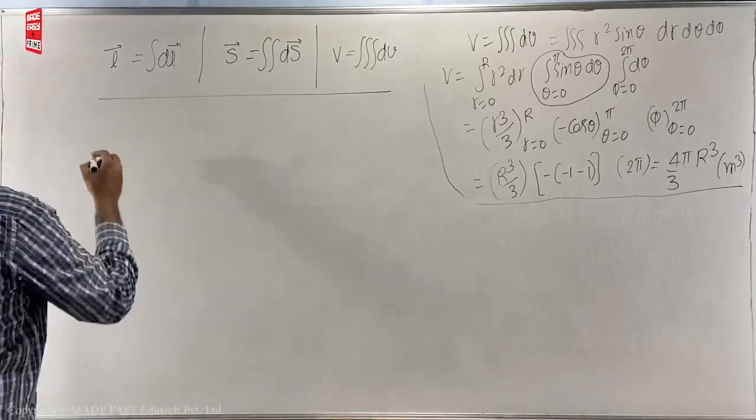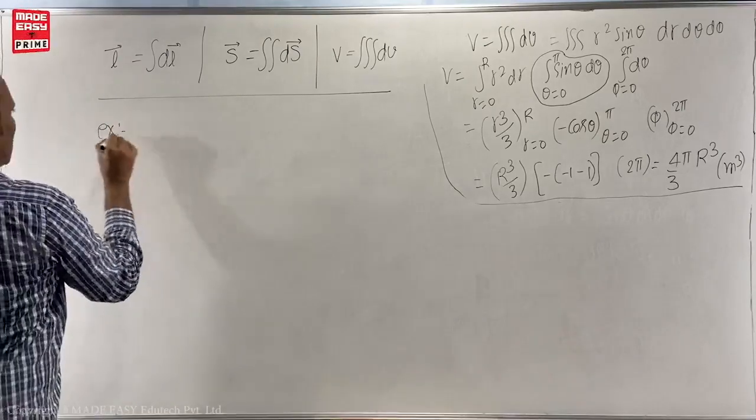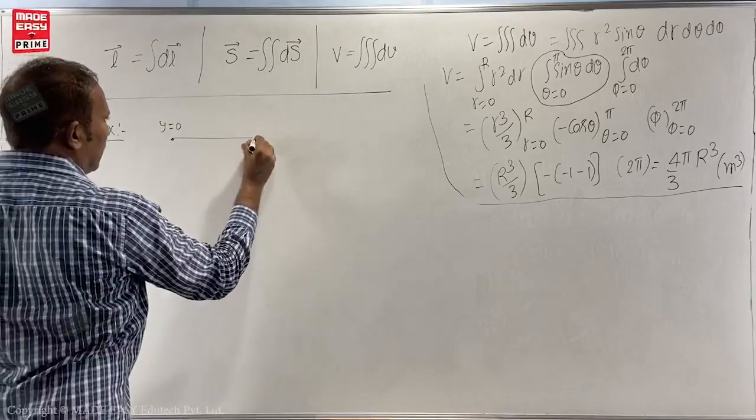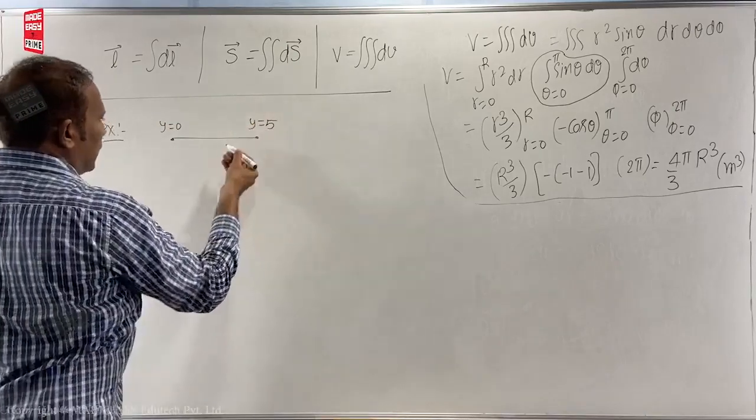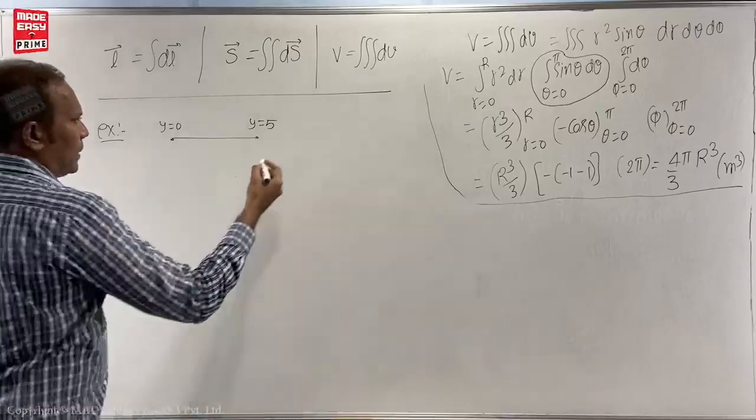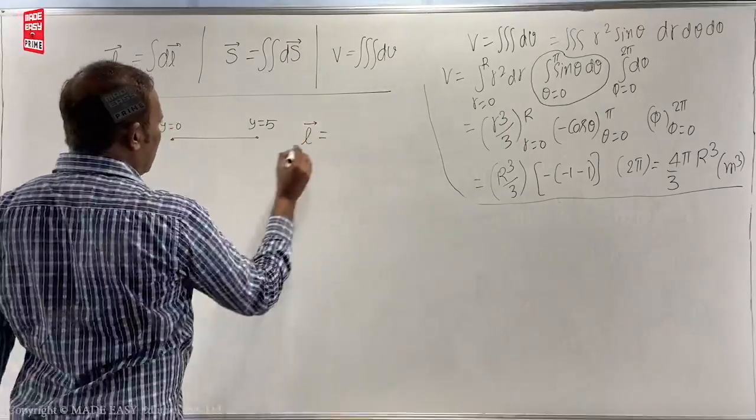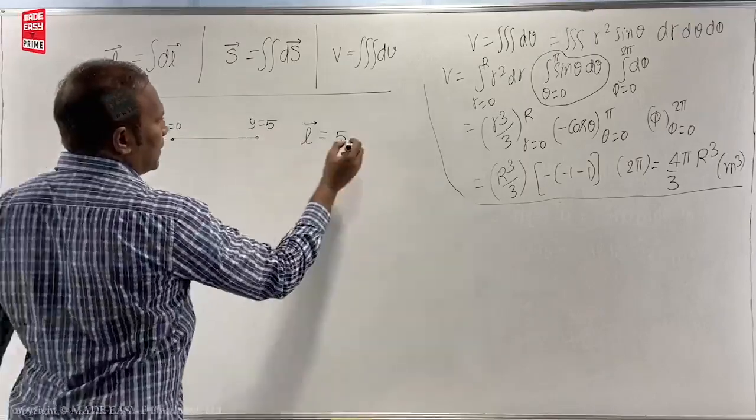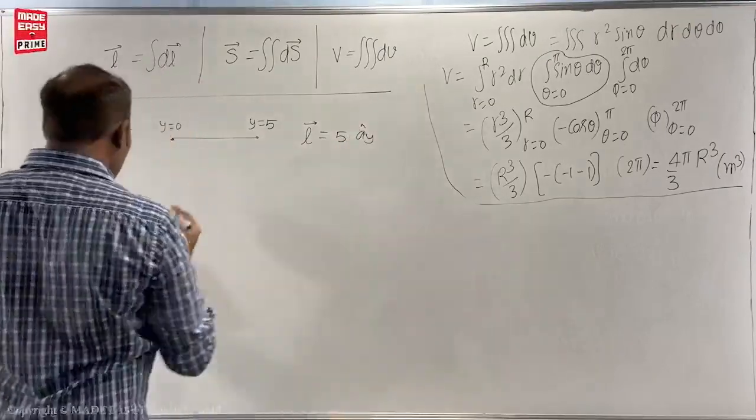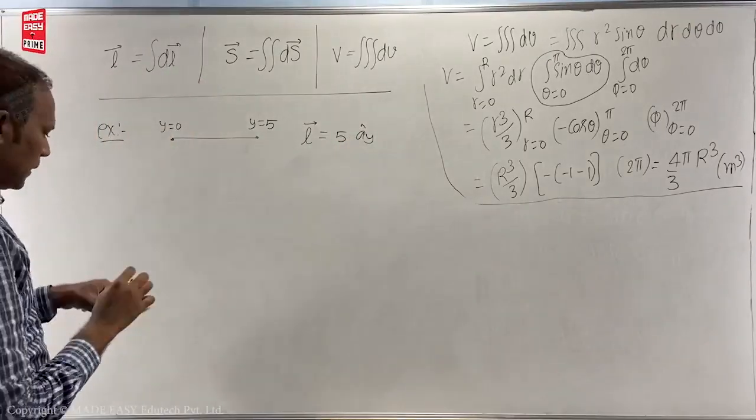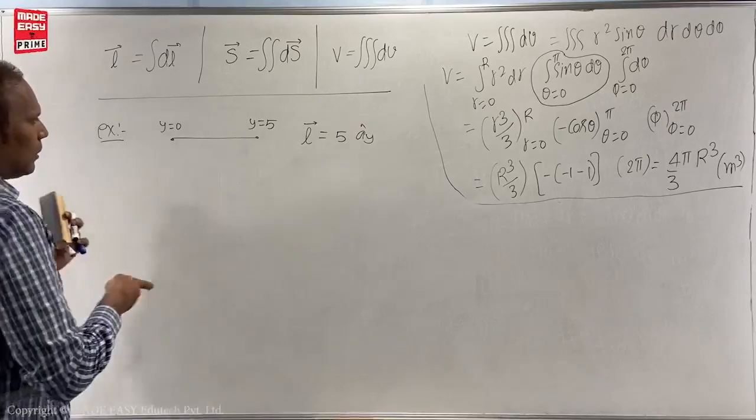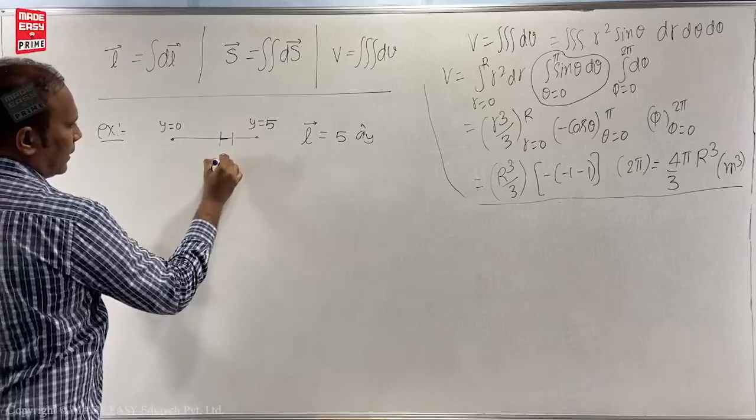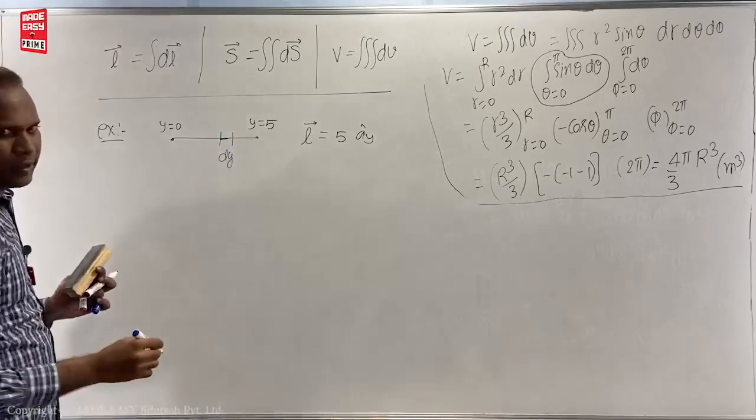You see the first example, student. For example, there is a line like this, y is equal to 0 and y is equal to 5. You know what is the length vector of this? L bar is equal to, the length of this is 5, then the direction of this is ay cap. Now, what I was telling you is that first you take a small differential length, that is dy. Differential length is dy.